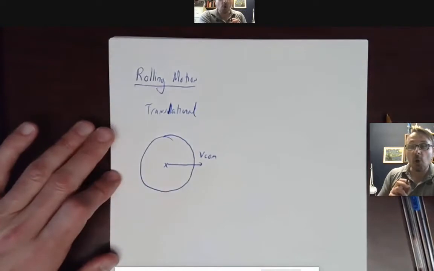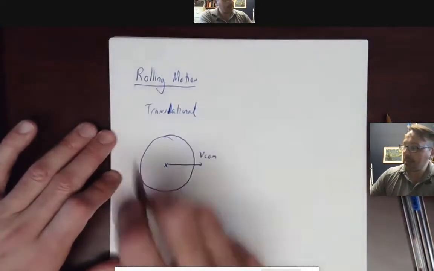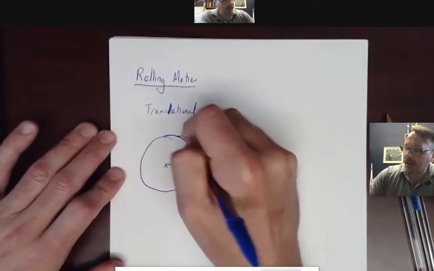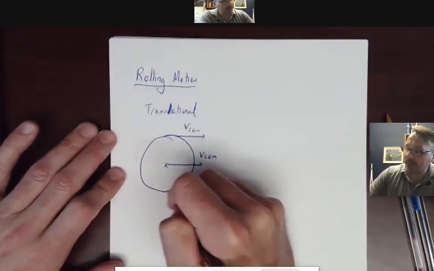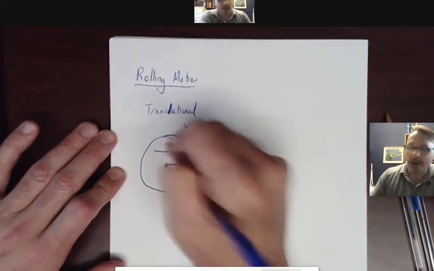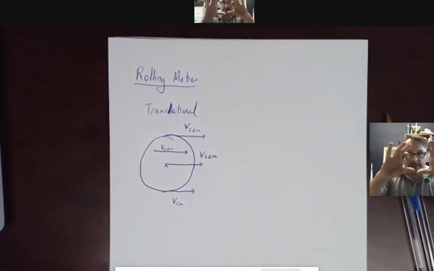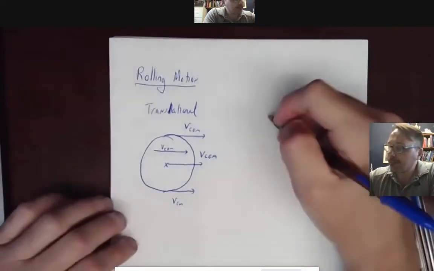If an object is only in translational motion, like not rolling or anything, that means that every point on that object has the same velocity as the center of mass. No matter what point on the object I speak of, it has the same velocity as the center of mass because the whole thing is just translating to the side.